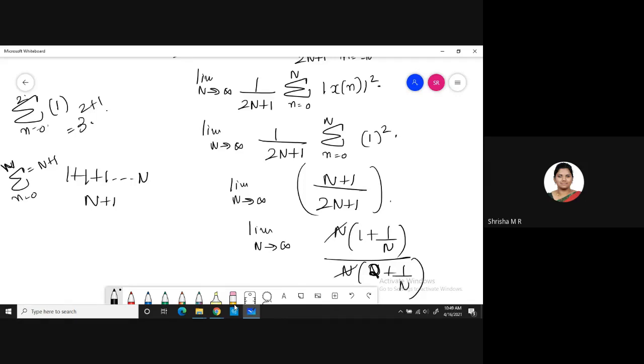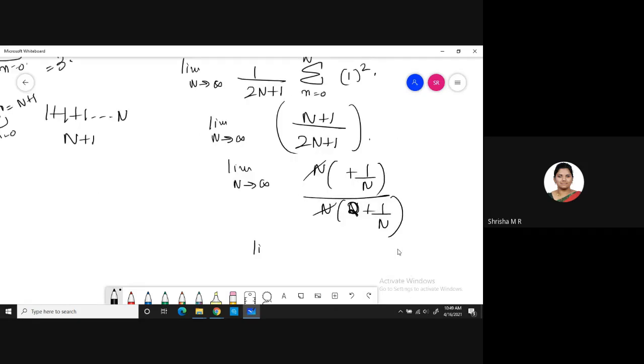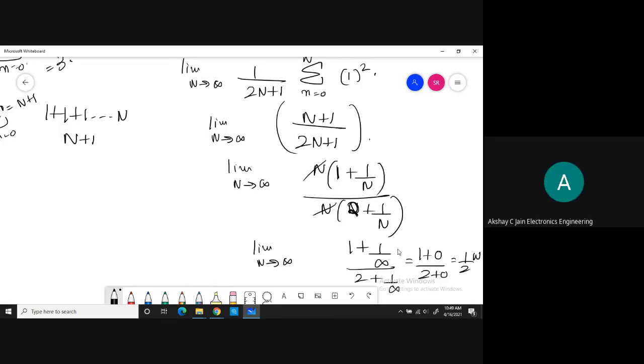So if limit n tends to infinity, substitute n as infinity in numerator and denominator. What do you get? I have limit n tends to infinity, 1 plus 1 by infinity divided by 2 plus 1 by infinity. What do you get? 1 plus 0 by 2 plus 0, which is nothing but half. Clear? Is it clear, guys? Understood?